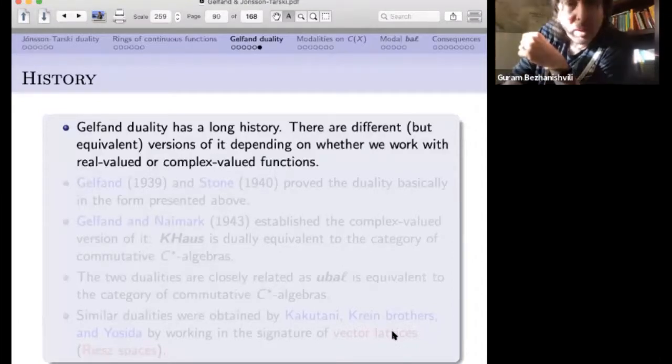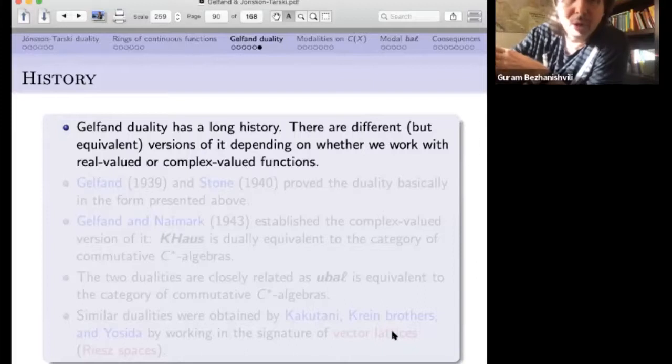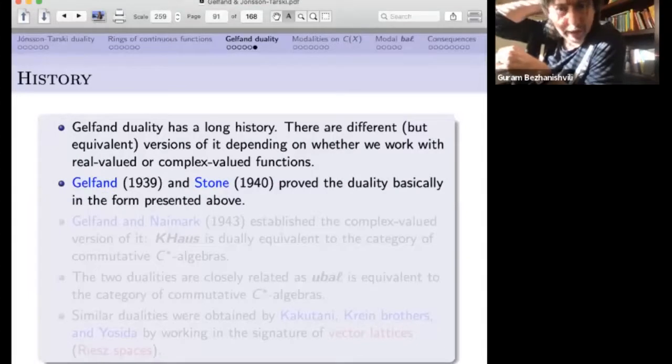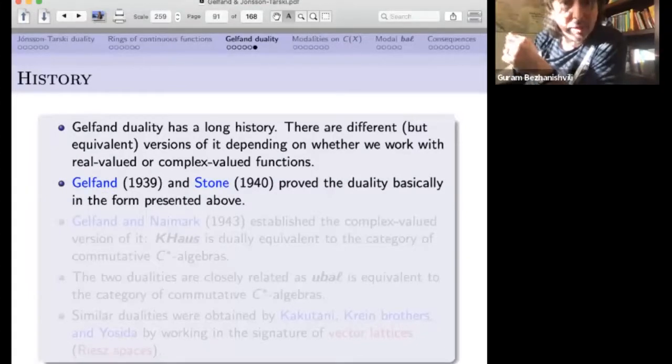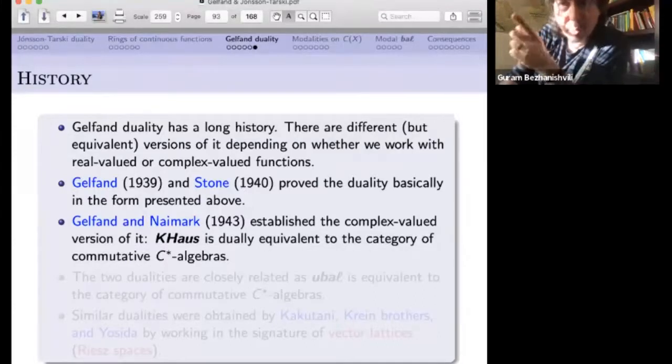Everything that I presented is real valued, but you can do everything working with complex valued functions. The reason I didn't want to work with complex valued functions is that then the order disappears, because there's no good order on complex valued functions that works well with the algebra operations. What I presented is basically the approach that Gelfand originally took in 1939, and then Stone did independently in 1940. There's another line of research done by Gelfand and his collaborator Naimark in 1943, where they actually worked with complex valued functions.